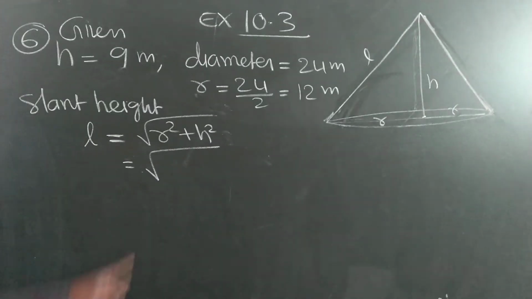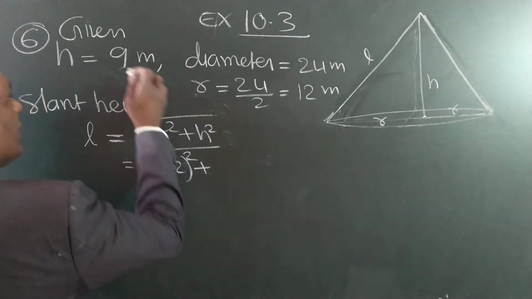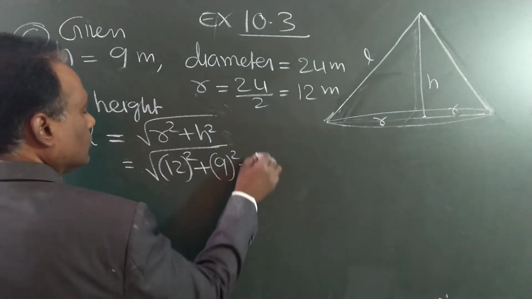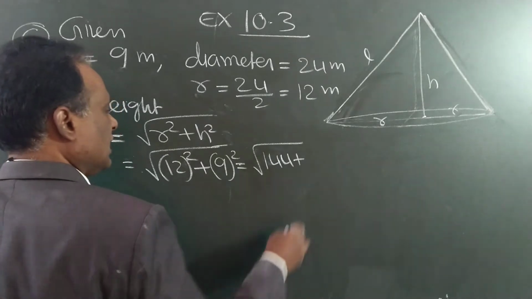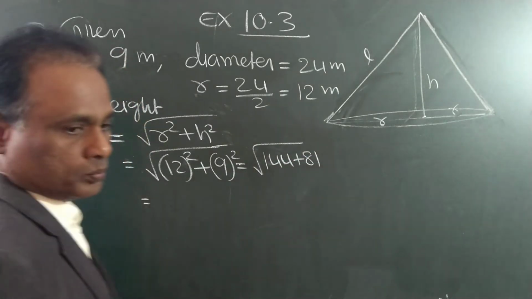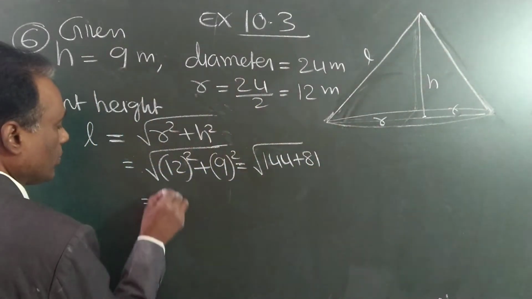That's all. R is 12. H is 9. 144, 81. Do it. Total how much, students? 144 plus 81 is how much? 225.